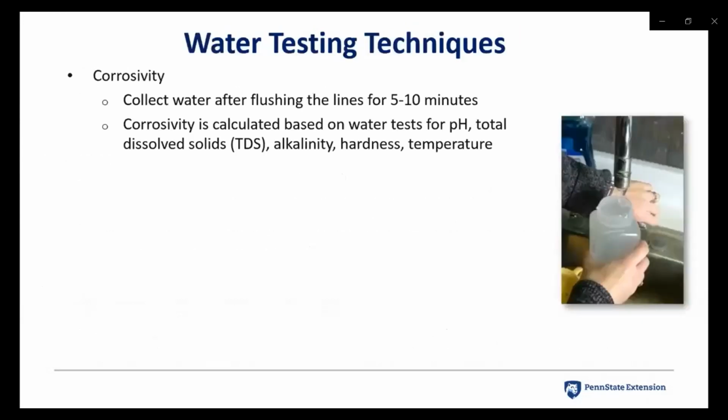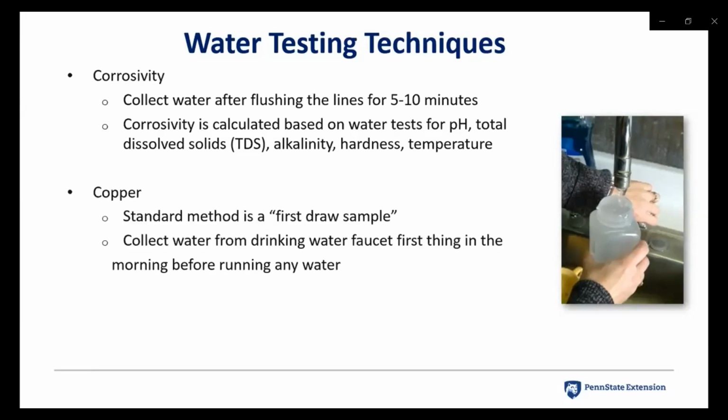The water testing technique for corrosive water is the fairly standard technique where you flush the lines out for 5 to 10 minutes and then capture a sample in a bottle and deliver it to a lab. Corrosion is normally calculated from one of the various corrosion indices, and those usually require things like pH, total dissolved solids, alkalinity, hardness, and temperature. Some of the other indices require sulfate and chloride to actually calculate a corrosion index.